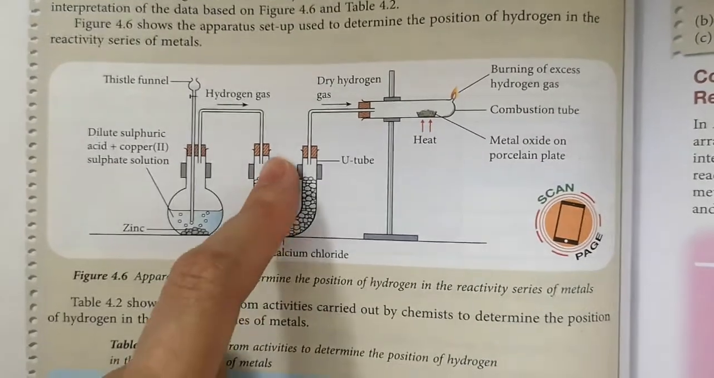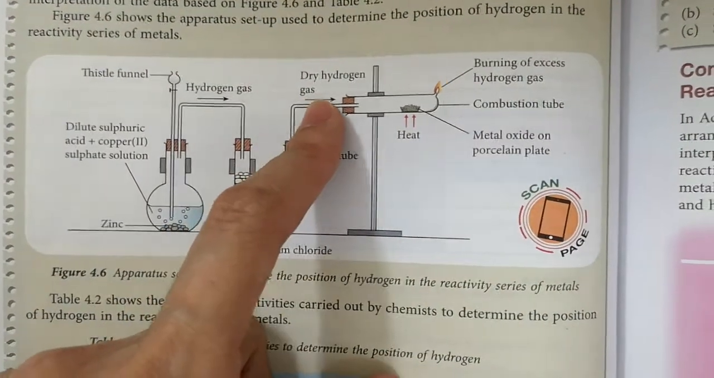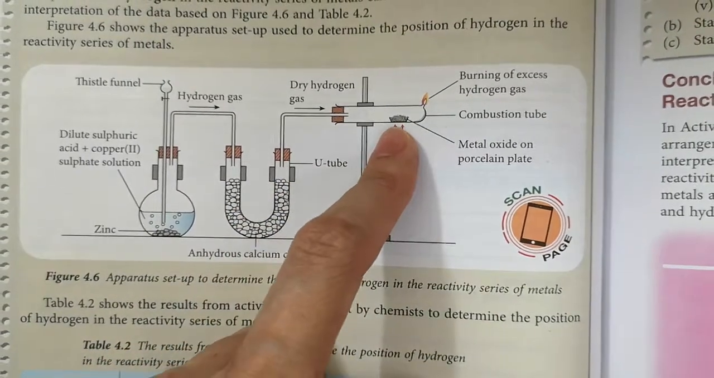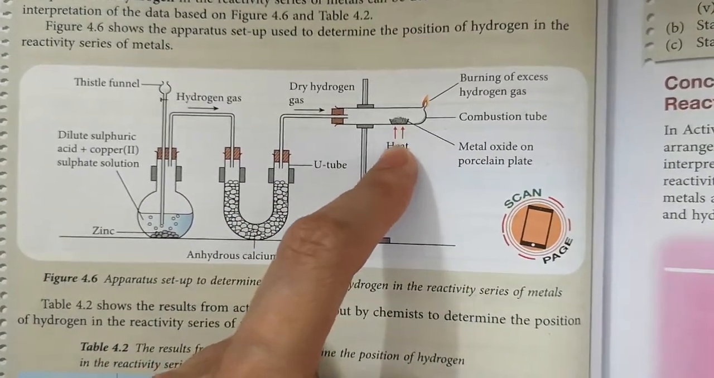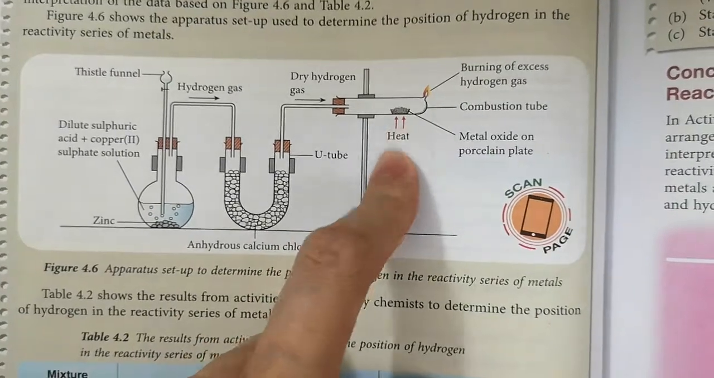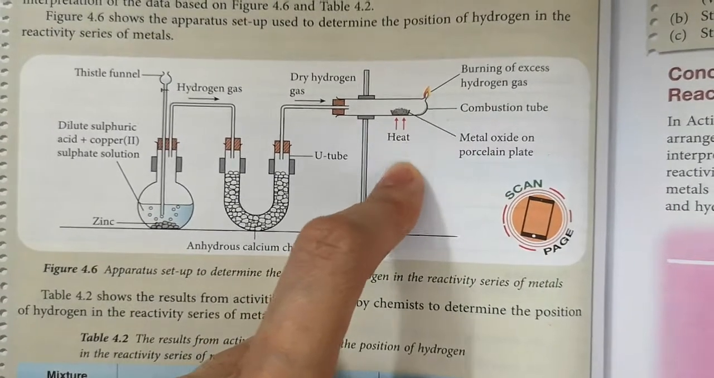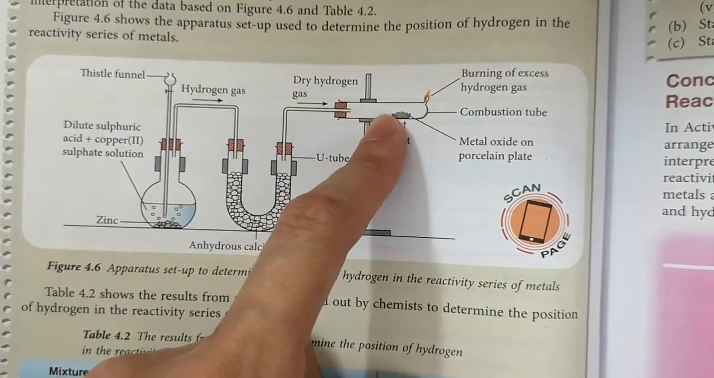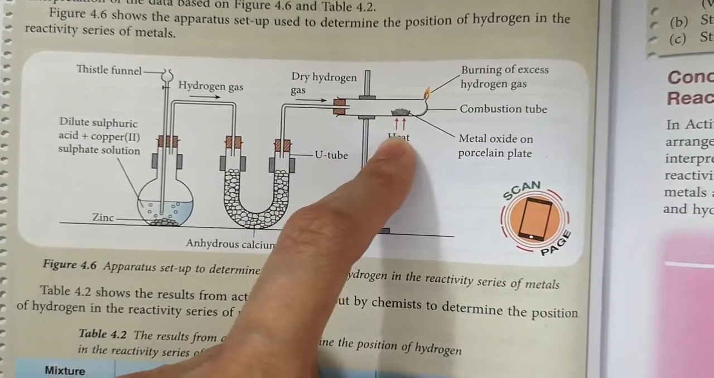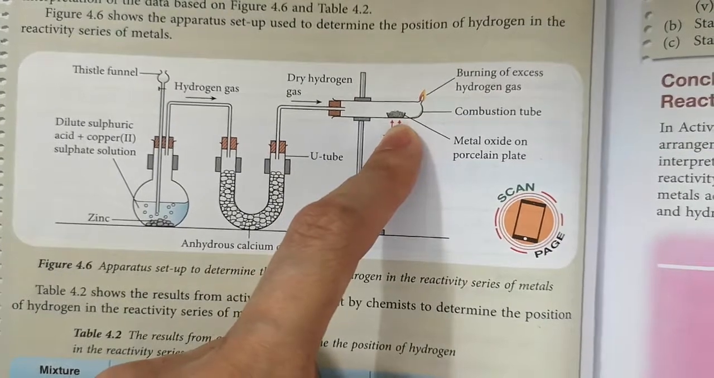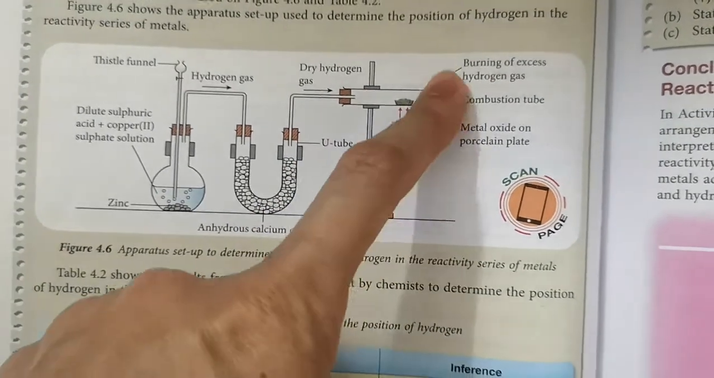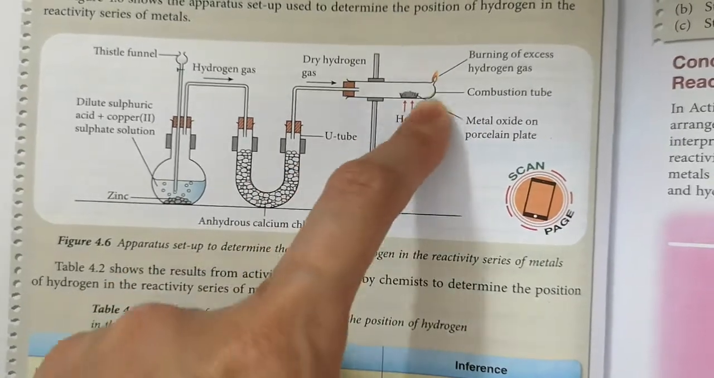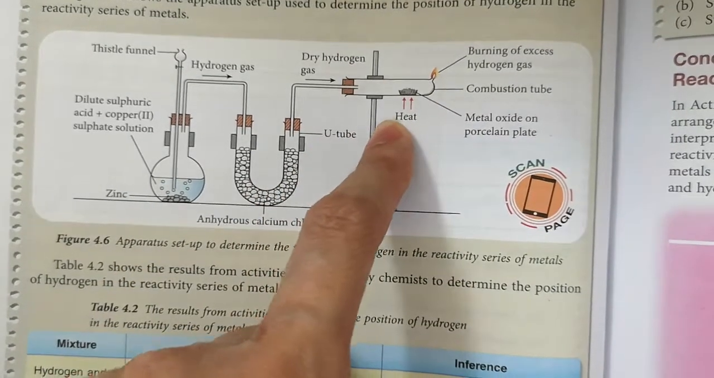So dry hydrogen gas enters into this combustion tube. There's metal oxide on a porcelain plate in the combustion tube, and we heat up the metal oxide. So dry hydrogen gas will react with metal oxide in the combustion tube. So this is an experiment. This is the experiment that we are looking at now. Inside here, hydrogen gas reacts with the metal oxide.